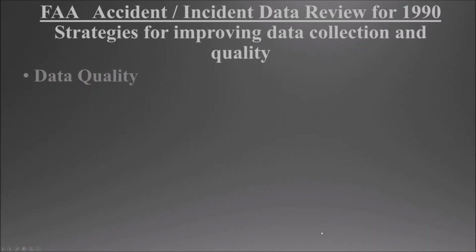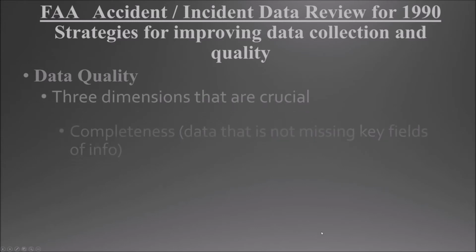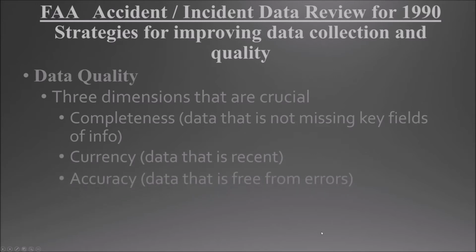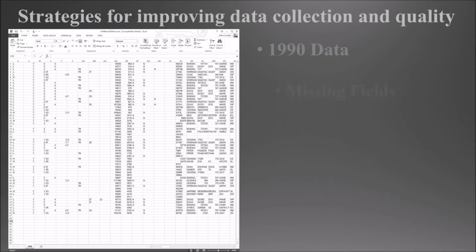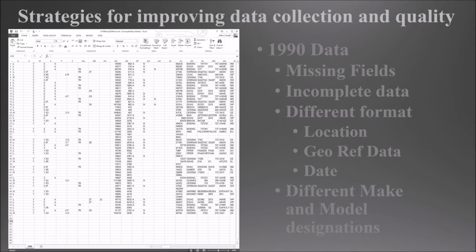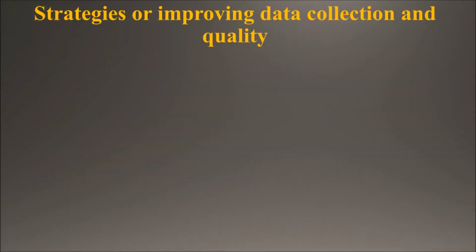So what are some strategies for improving data collection quality? First, with data quality, there are 3 dimensions that are crucial. First, the data's got to be complete, there's not anything missing, that the data is recent and current, and that it is accurate. Here we can see a depiction of the actual raw Excel download from the FAA data. We can see that there's missing fields, incomplete data, different formats with location, GREF data, and date information, as well as different make and model designation.